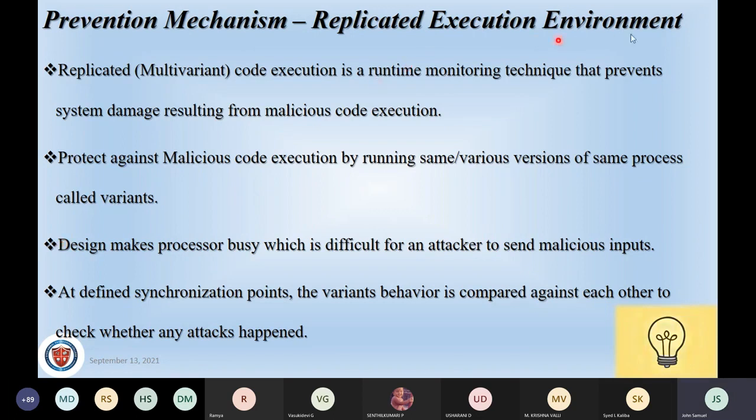Replicated code execution is a runtime monitoring technique that prevents system damage resulting from malicious code execution. That means what we are going to do is run slightly deviated versions of the same application program, which are called variants. By executing these variants, we are going to prevent, or identify, this code injection attack.